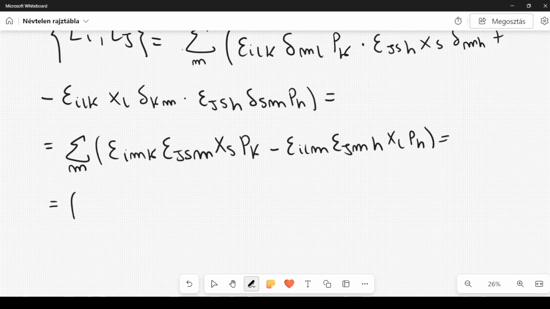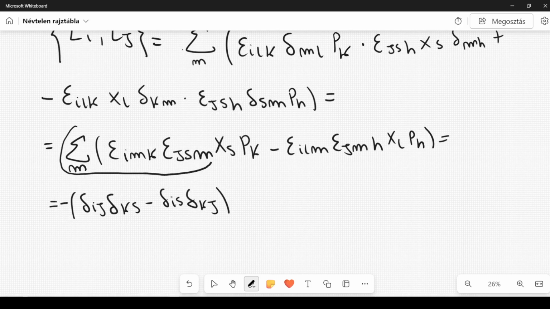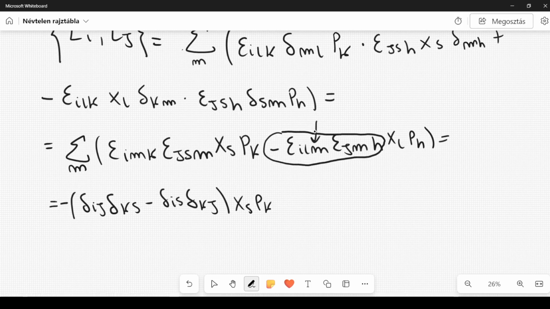In particular, we get a product of Kronecker deltas of the kind. So we get a minus delta ij delta ks minus delta is delta kj. So this result comes from taking the sum of this product of Levi-Civita symbols. Then I have xs pk, and then I have this minus product, minus the product of these Levi-Civita symbols, and the sum of that can be rewritten in a similar fashion.